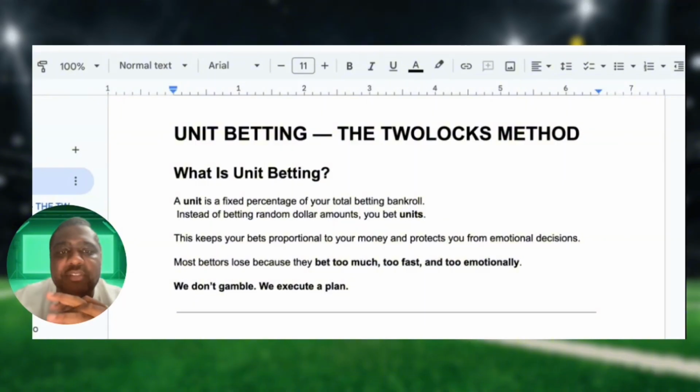And some people bet too fast. Some people bet too emotional. Some people lose $20 and try to spend another $20 to make it back, and then they lose that $20. Then they try to bet $40 to make it back 80, and they go down the rabbit hole. So we do not gamble. We execute a plan, and let's talk about the plan of unit betting.